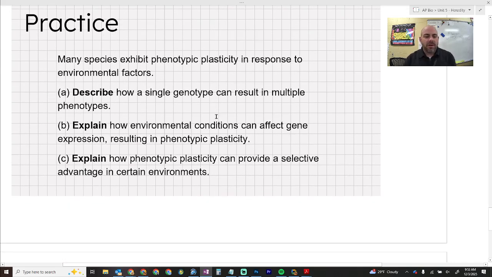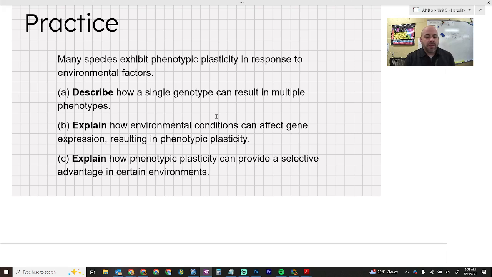Let's look at practice FRQ in this case. Many species exhibit phenotypic plasticity in response to environmental factors. Describe how a single genotype can result in multiple phenotypes. You could talk about pleiotropy here if you wanted to, but you could also mention how environmental factors change that. Basically, you could use natural selection. If after Unit 7, you'd probably be more comfortable with that. But that's a way to talk about that.